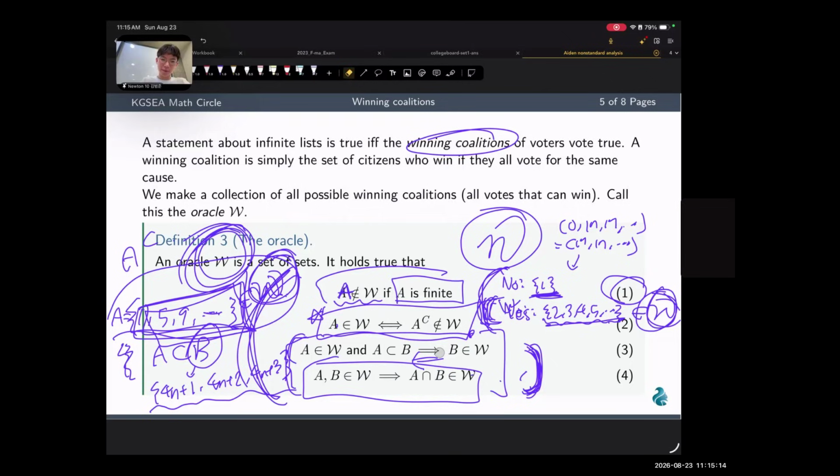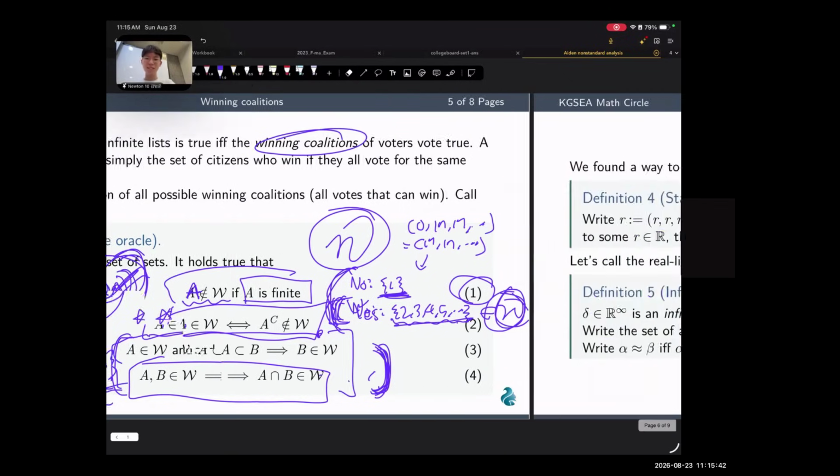The converse of number 3 doesn't hold true. You can have fewer voters in something and still get a yes. That's going to be fine. What we do know is that B has to be winning under our choice of W. B has to win in this case, but it's not true that this is going to change the outcome, even though it has more people in it. Yeah, I hope that answers your question. Okay.